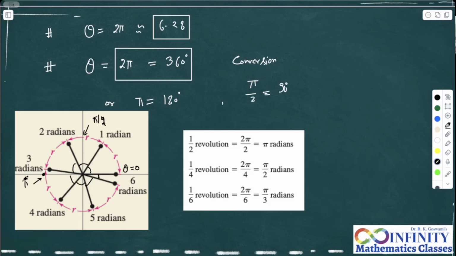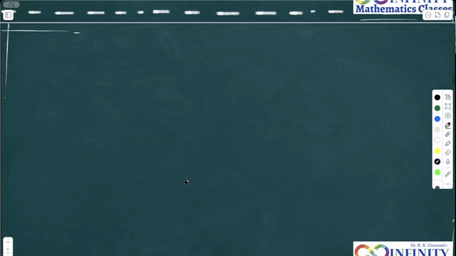It is half of the total. Total was 2 pi. Up to this point, this is going to be 3 pi by 2. And when you go back, it is going to be 2 pi also. So always assume this circle. Any doubt here? No. Perfectly okay. So next important thing.